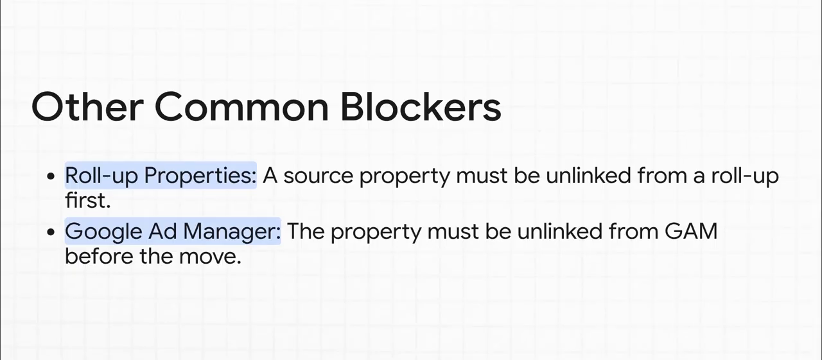The other 2 big blockers have to do with specific kinds of links. If your property's data is part of a roll-up property, where data from multiple sources is combined, you have to unlink it first. The exact same thing goes for Google Ad Manager. If your property is linked to GAM, you've got to break that link before you try the move. Don't worry, you can always link it right back up again once the move is done.